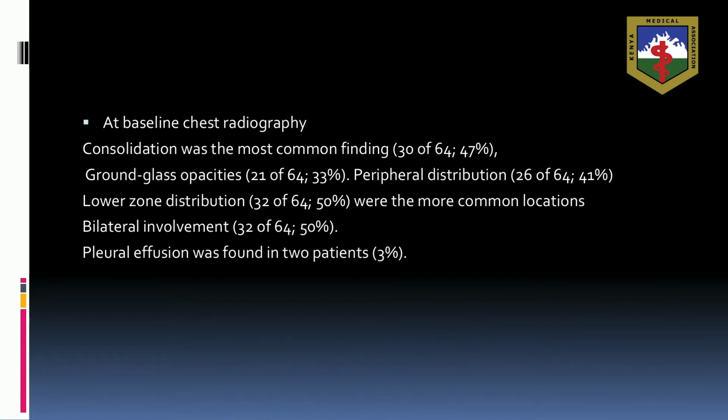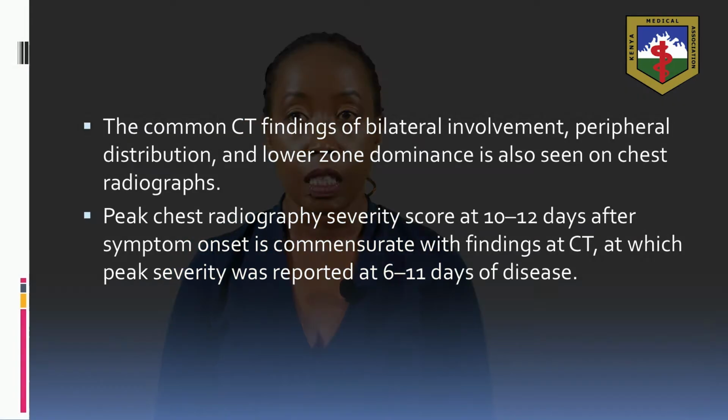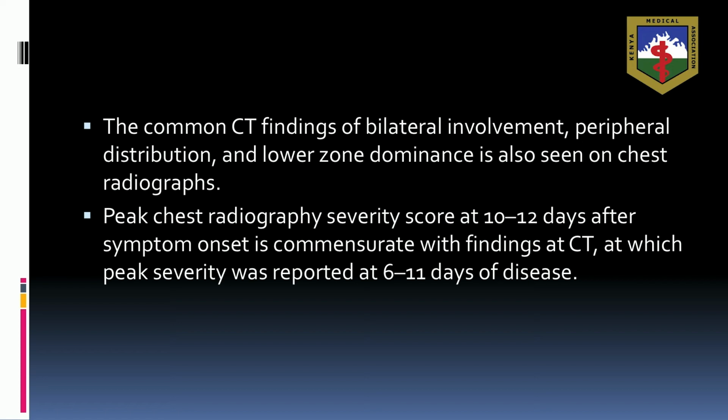Now, at baseline chest radiography, we've already discussed that. You have consolidation at 47%, ground glass opacities at 33%, lower zone distribution at 50%, bilateral involvement at 50%, and this is what gave the typical findings. So the commonest, as we have explained, are bilateral, peripheral, and lower zone. Peak chest radiography severity score was at 10 to 12 days. That's the time you'll find that the chest radiograph is the worst in terms of its appearance. And it also commensurated with the findings on CT. But you must remember that CT is much more sensitive than plain X-ray.